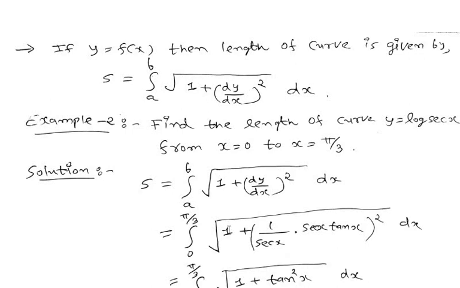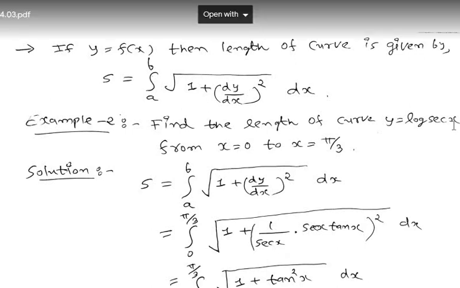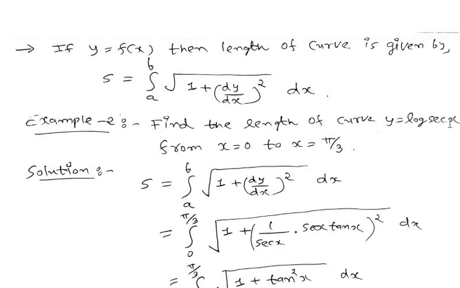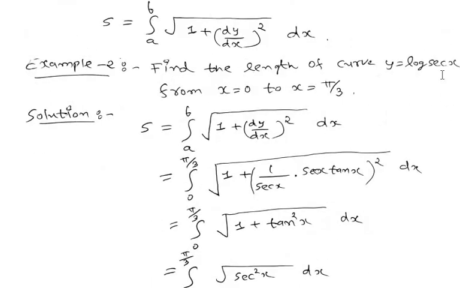So square root of 1 as it is plus dy by dx, where y equals log sec x. Now the derivative of log x is 1 upon x, and in place of x we have sec x, so it is 1 over sec x, and again we have to differentiate sec x with respect to x, and the derivative of sec x is sec x into tan x. So sec x will cancel out, and the result is tan x, the whole square.